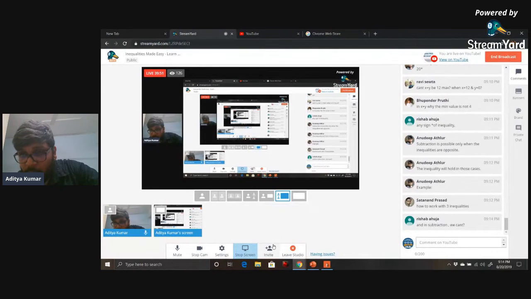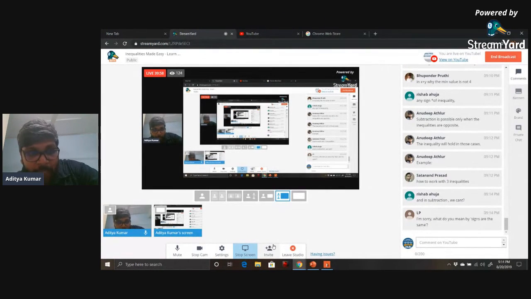Yes, subtraction only holds when the inequalities are opposite, right? Anudeep, that's one of the exceptions to certain rules. So the point I'm making, forget about the rules in terms of when subtraction will hold. The safest mathematical operation that you use while working with inequalities is addition because it will always hold.